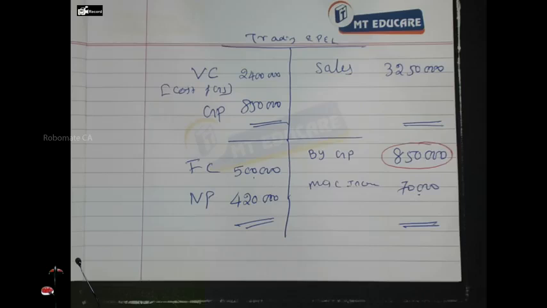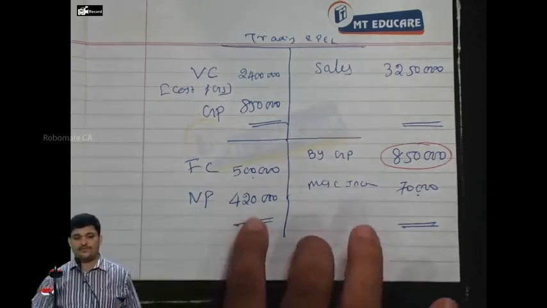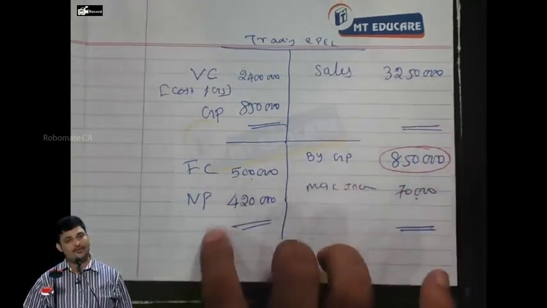So I need not go up to this much. I could have worked it out very easily. What I should understand is, in this net profit of 4,20,000, is miscellaneous income included or not included?